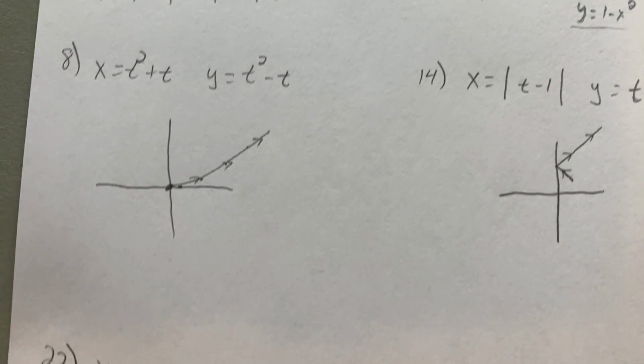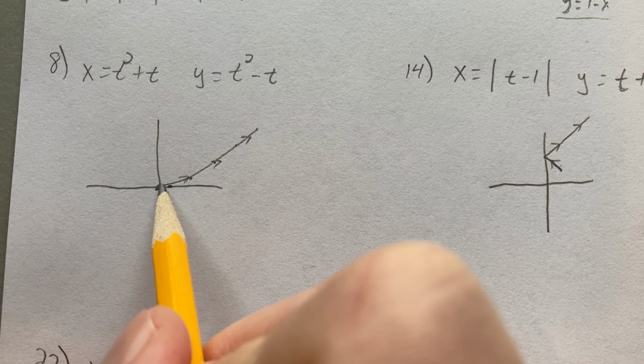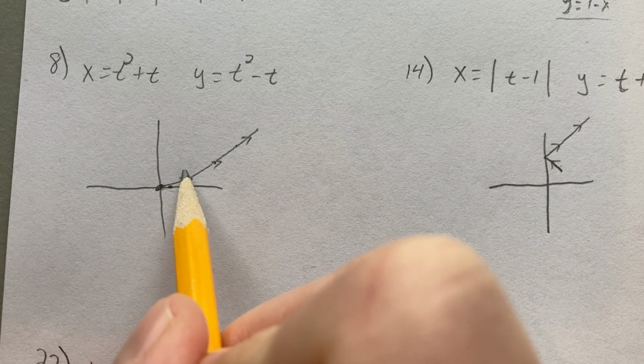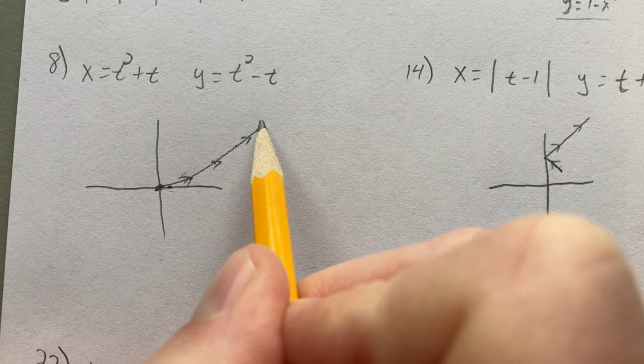All right. For number 8, I went ahead and put this on the calculator, and we start here at 0, 0, and it kind of hugs and then comes up like this. So the arrows indicate what direction we're heading. We're moving in this direction right there.